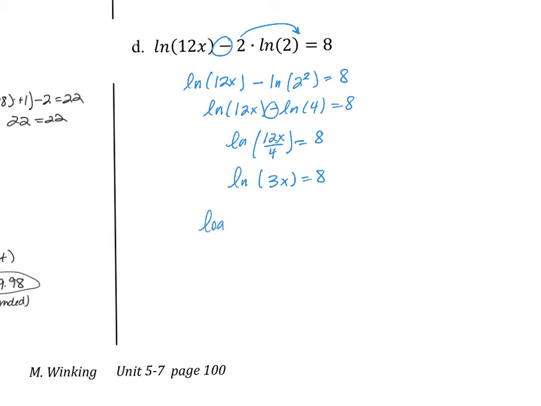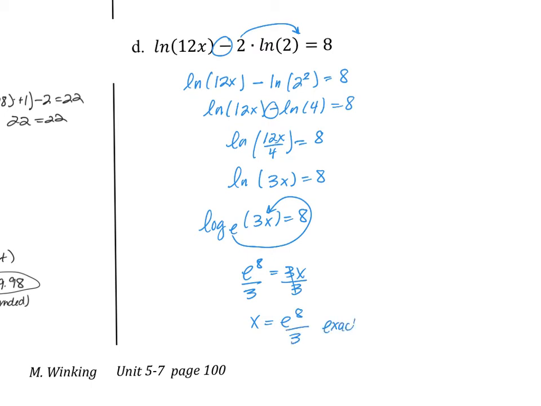Go ahead and rewrite that ln is actually log base e of 3x, and that equals 8. We're going to do our loop-de-loop trick. We get e to the 8 equals 3x. We're still solving for x, so we're going to divide by 3. X equals e to the 8 over 3. Now this would be my exact answer. Okay. Now my rounded answer would be, I don't think we need it.